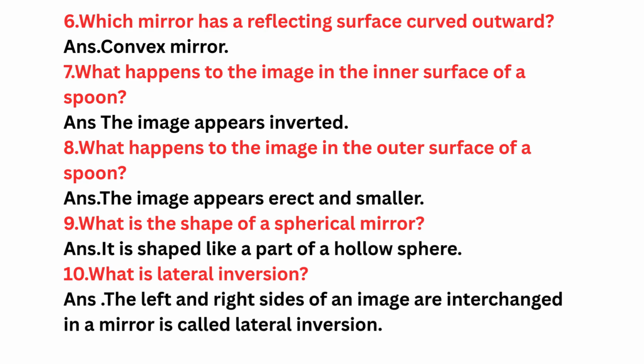Question number 7. What happens to the image in the inner surface of a spoon? Answer. The image appears inverted. Question number 8. What happens to the image in the outer surface of a spoon? Answer. The image appears erect and smaller. Question number 9. What is the shape of a spherical mirror? Answer. It is shaped like a part of a hollow sphere. Question number 10. What is lateral inversion? Answer. The left and right sides of an image are interchanged in a mirror is called lateral inversion.